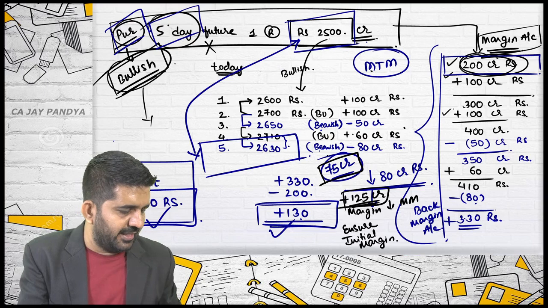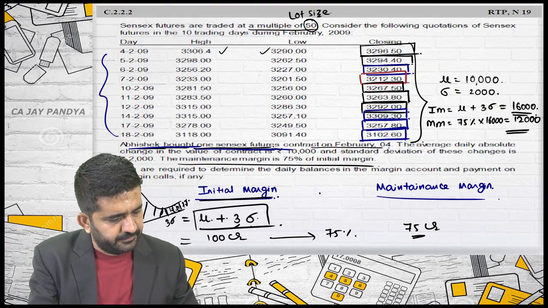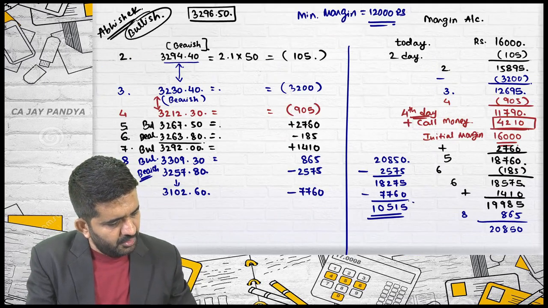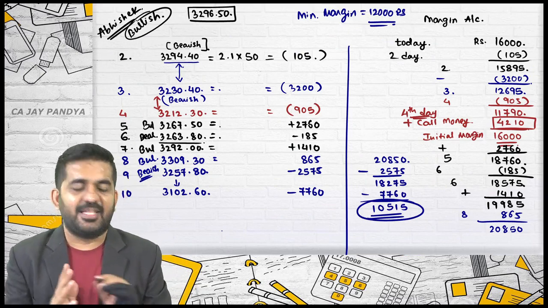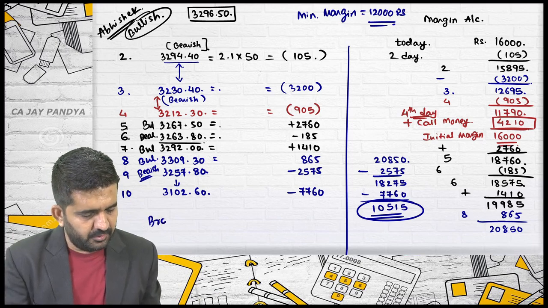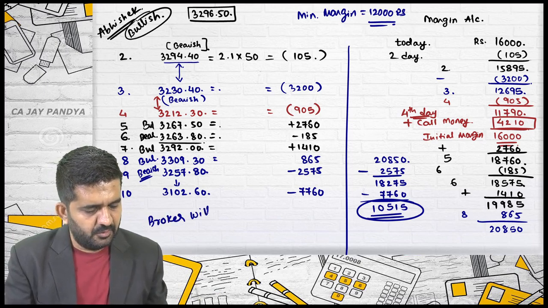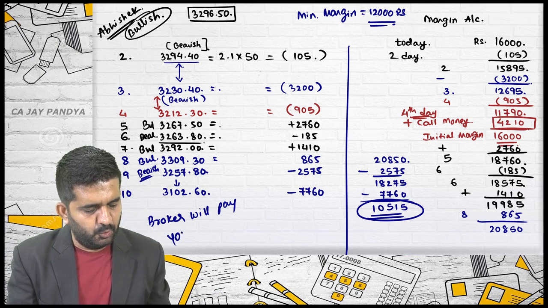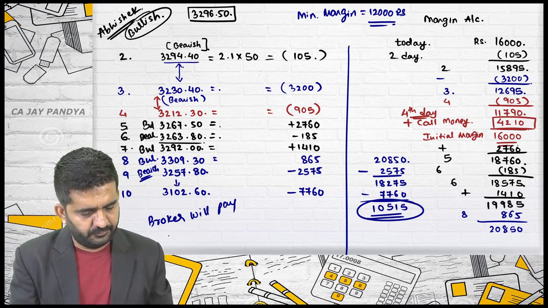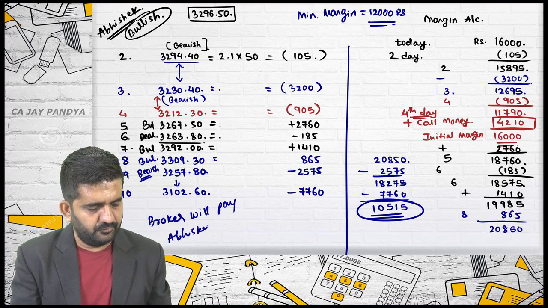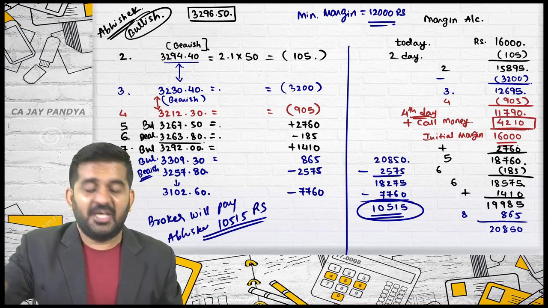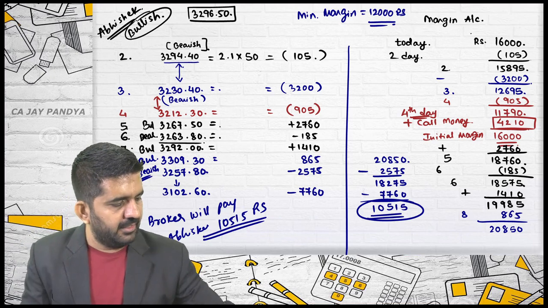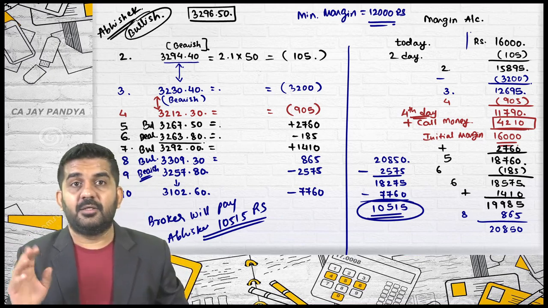Please try to understand. Broker will pay you 10,515 rupees and that is all. Broker will pay you, that is Abhishek, 10,515 rupees. That is all. Abhishek has got the money? No, he has lost the money. How much has he given to the broker?